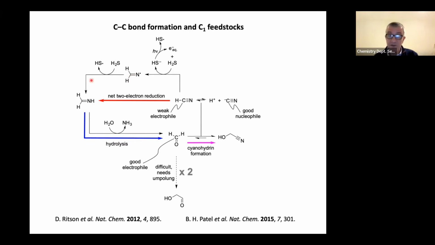This then picks up a hydrogen atom, becomes the imine of formaldehyde, and is hydrolyzed to give formaldehyde, which then in situ reacts to make the cyanohydrin, glycolonitrile. Now, this nitrile group is electron withdrawn. It's got an electron withdrawing substituent next to it. So it too can undergo reduction.